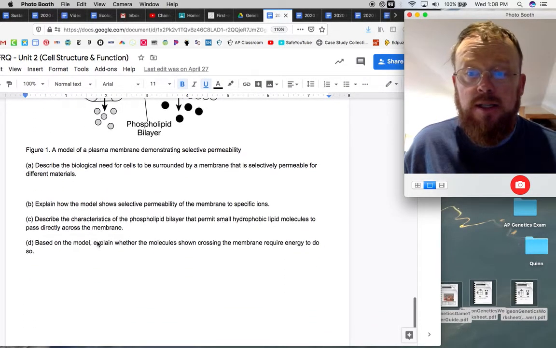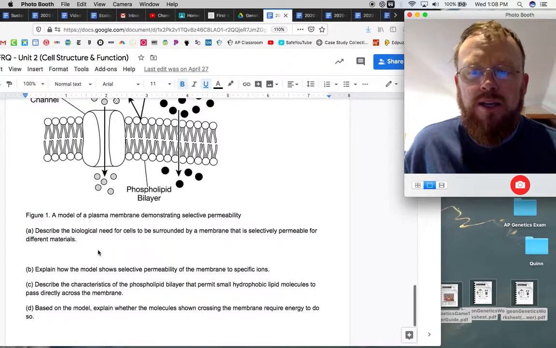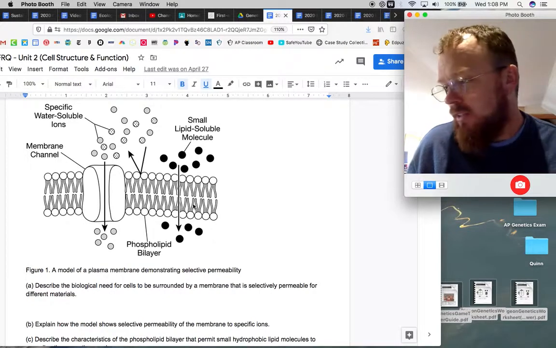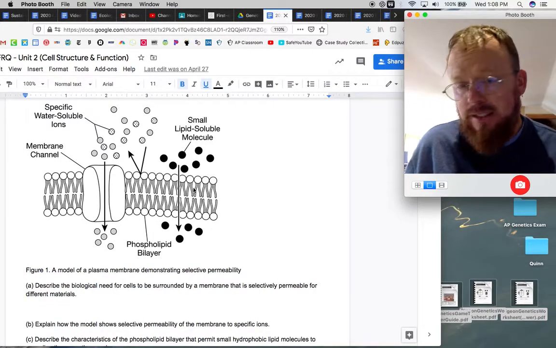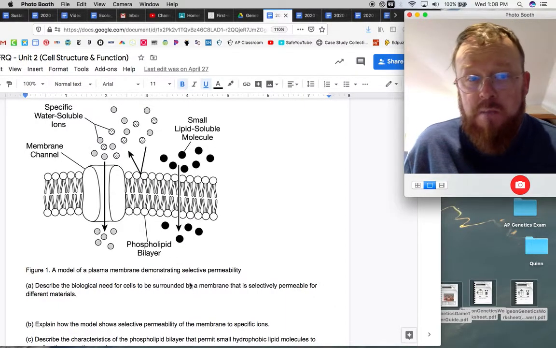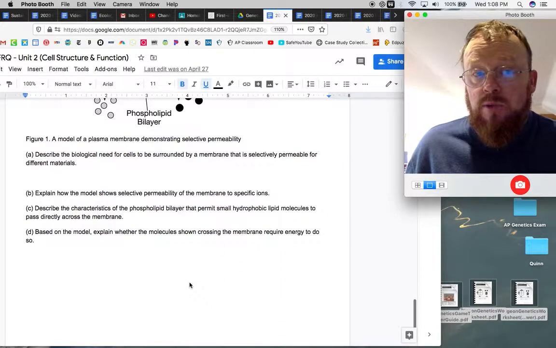Okay, C. Describe the characteristics of the phospholipid bilayer that permit small hydrophobic lipid molecules to pass directly across the membrane. The characteristic is that the inside of it is nonpolar. That's the answer. And that therefore they can pass through the membrane as long as they're small enough. That's a pretty simple, straightforward answer.